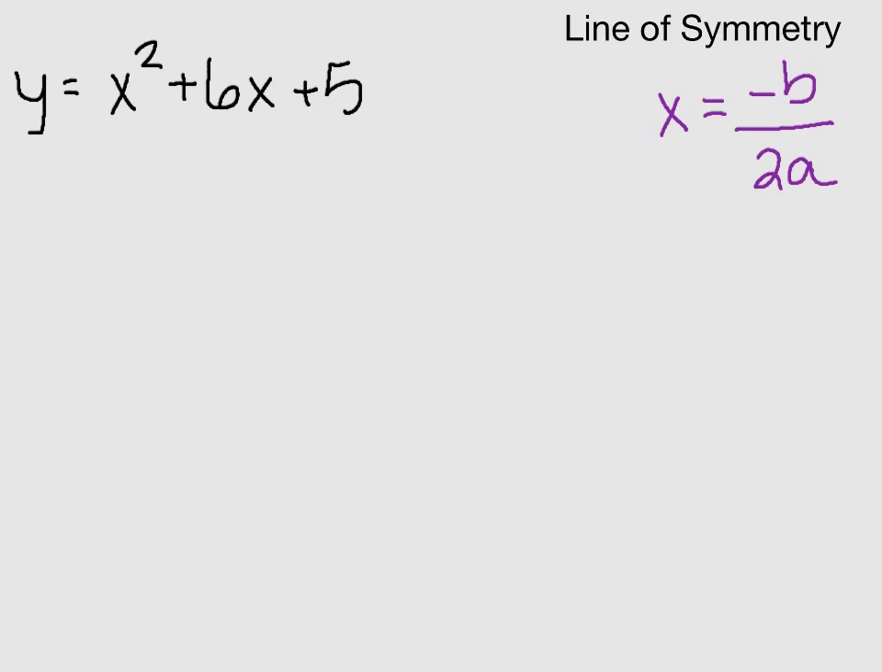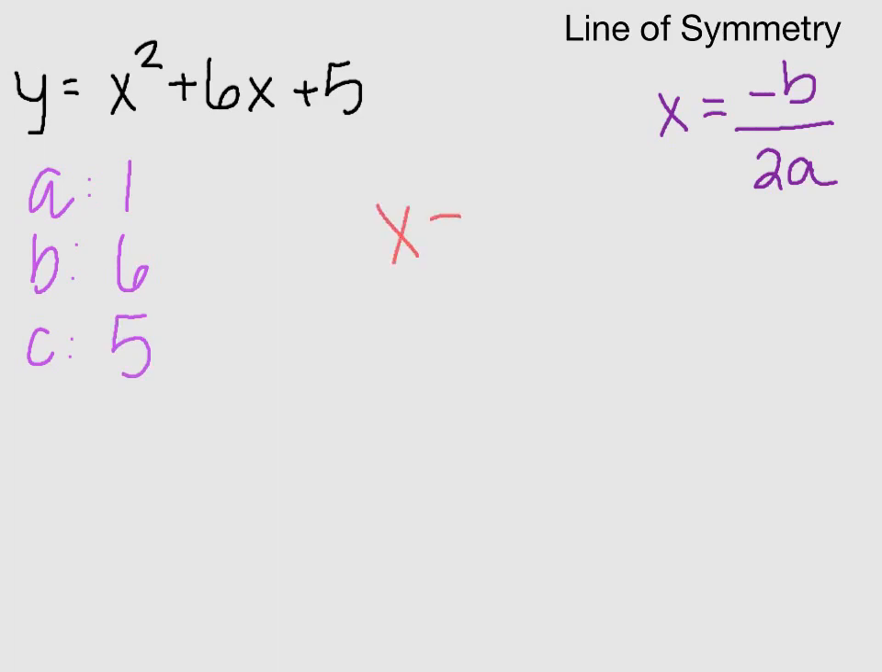Now we're going to learn a new formula called the line of symmetry, which is x equals negative b divided by 2a. If you remember, your a value, your b value, and your c value. My a value equals 1, my b value equals 6, and my c value equals 5. Now I'm going to put that into my equation.